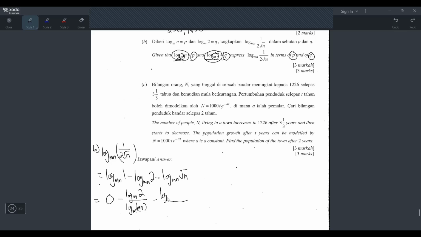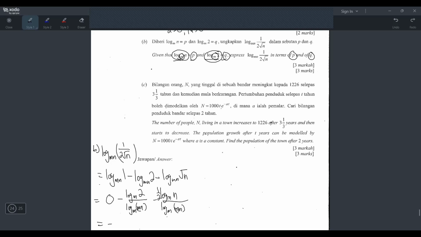Same here, I want to change to log base m, right? So log base m over log base m. The square root n I have to write on top, which is n power 1 over 2. But the 1 over 2, you should know you can bring in front. You can put it in front, right, when you have a power. And then the bottom is just log mn. Okay, mn like that.